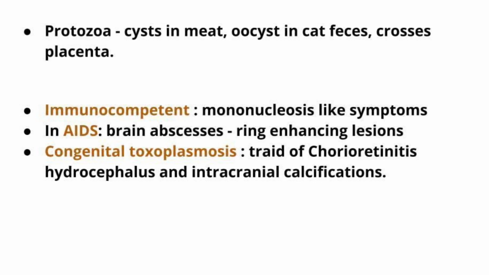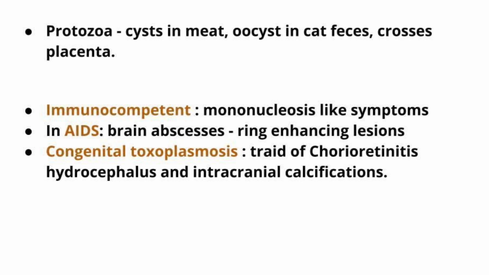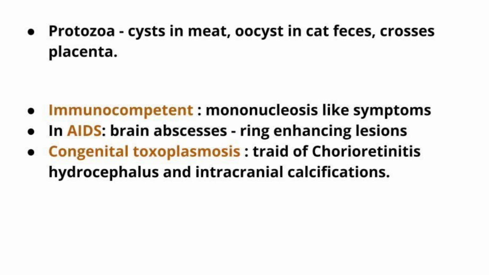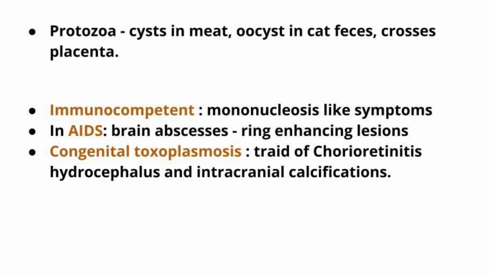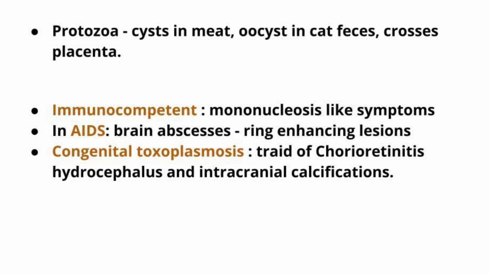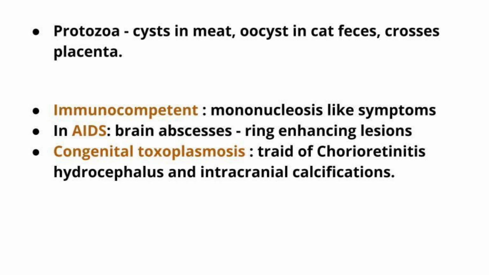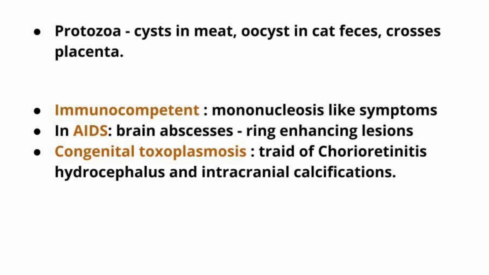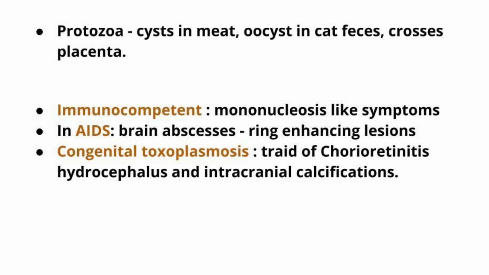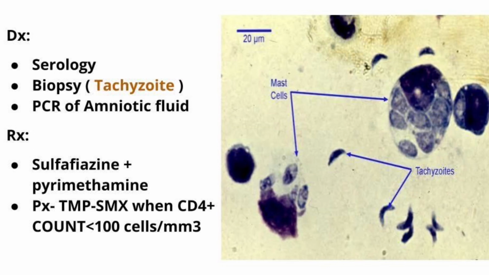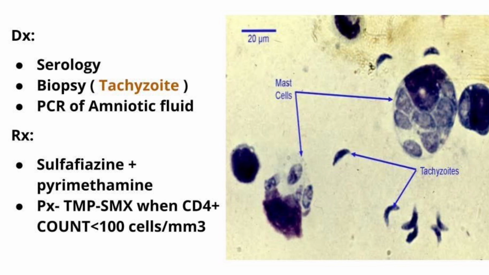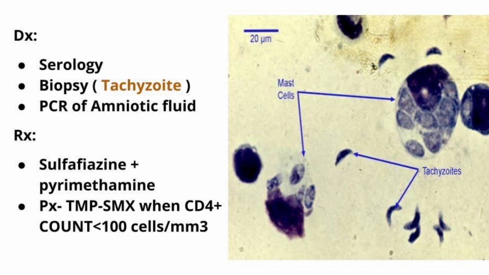In immunocompetent patients, it has clinical features such as mononucleosis-like symptoms, and in immunocompromised patients, especially AIDS patients, it may cause brain abscesses, which are seen as ring-enhancing lesions. It causes congenital toxoplasmosis when it crosses the placenta, with the triad of chorioretinitis, hydrocephalus, and intracranial calcifications. It can be diagnosed using serology or biopsy, where you can see the tachyzoite as seen in the picture here, and also through PCR of the amniotic fluid.